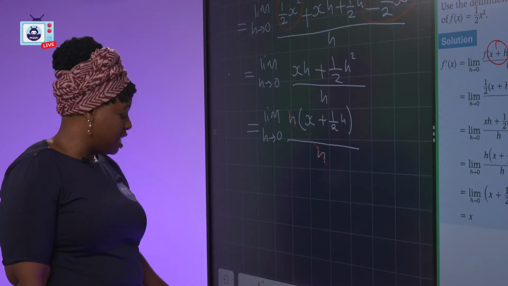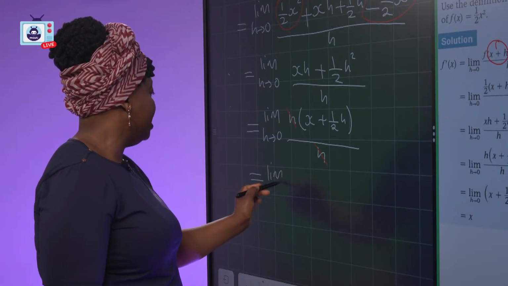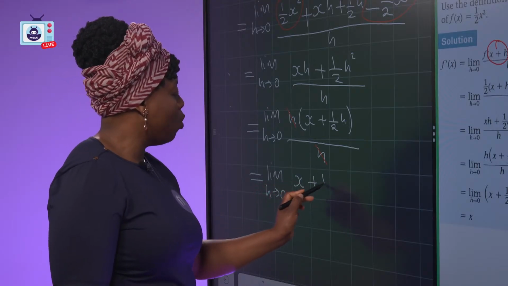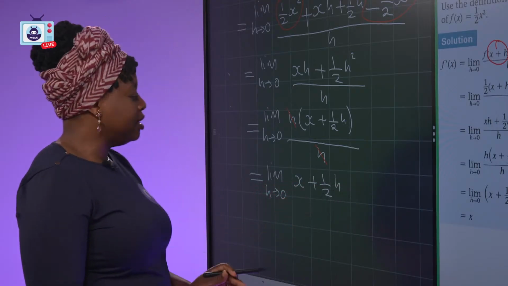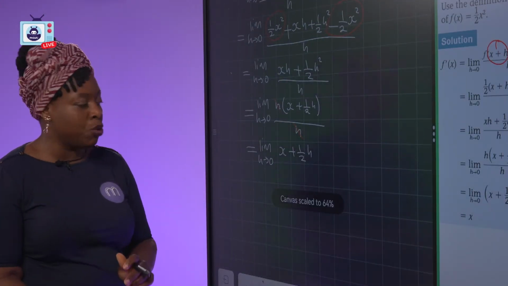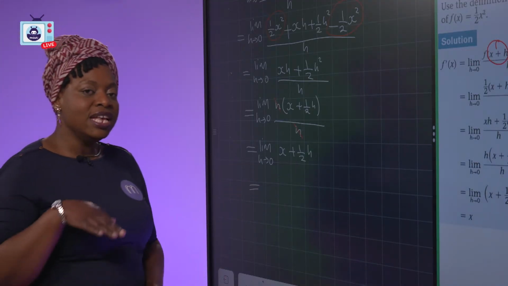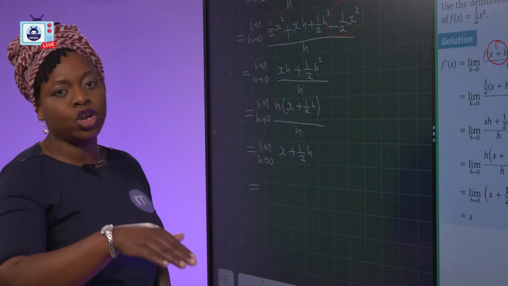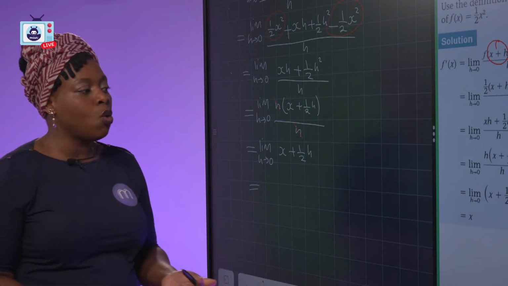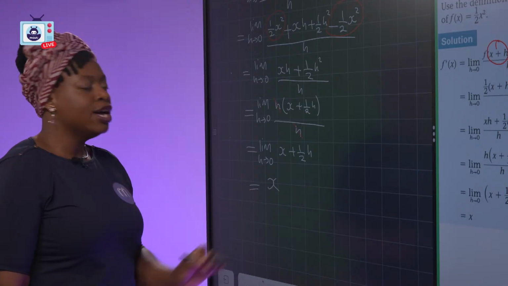And after doing that, we can then have what is remaining. It equals the limit as h approaches 0 of x plus 1 over 2 h. Right, when you are here, you do not really substitute by 0, because this simply means that the value of h is approaching, going very close and closer to 0. But it's not 0. But since we don't know what it is, we reach this point and just write our answer to be x.